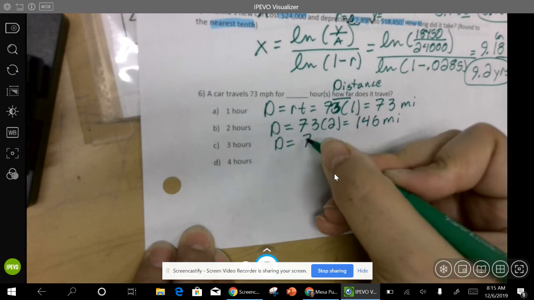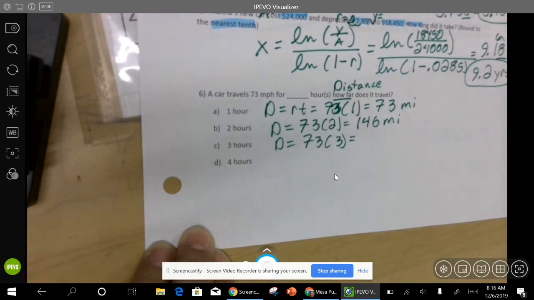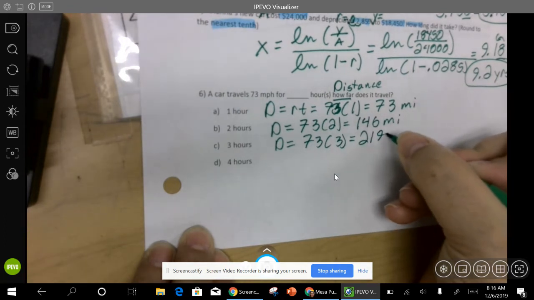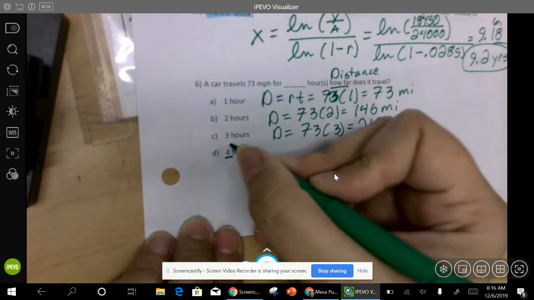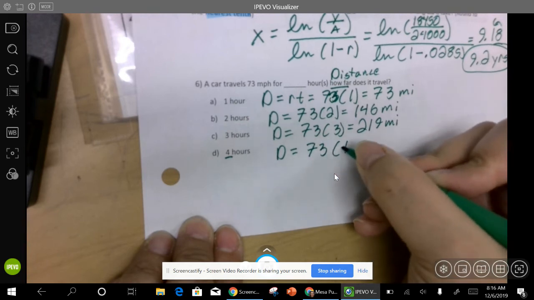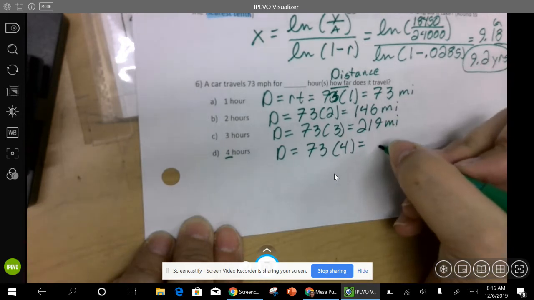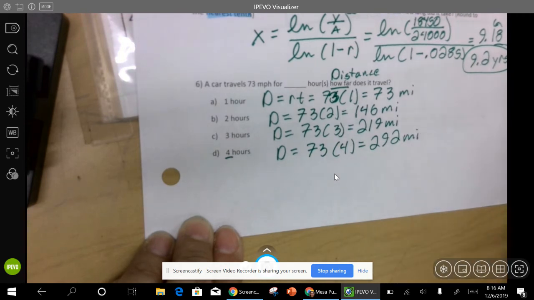Distance is equal to 73 times 3. And then, all we're doing is just substituting at our different time. Distance is equal to 73 times 4. That's 292 miles.